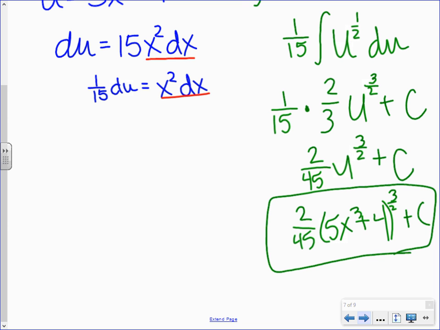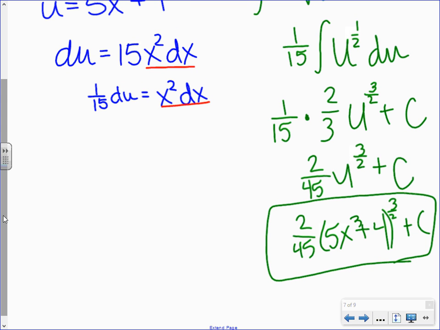So the issue here was our du was just differing by a coefficient of what we needed, so we just divided that coefficient over to do our substitution. All right, I think we have one more example. Okay, and then I want to talk about a couple things.